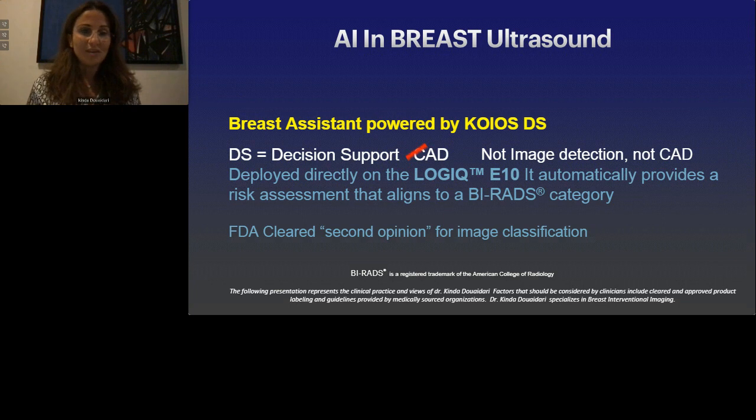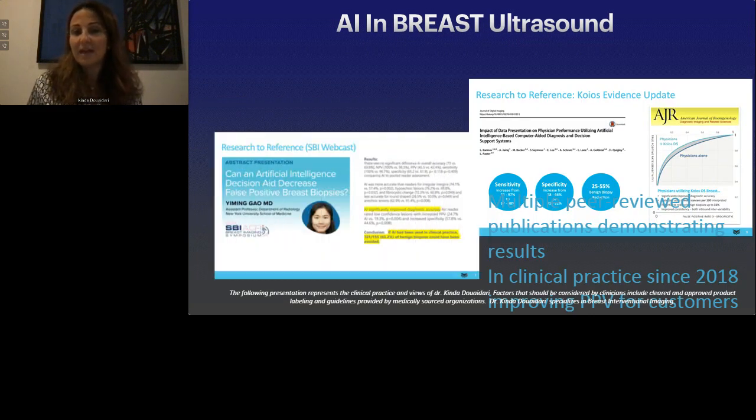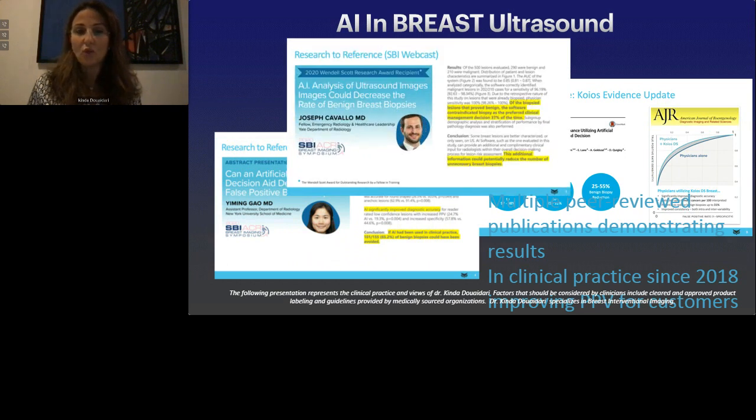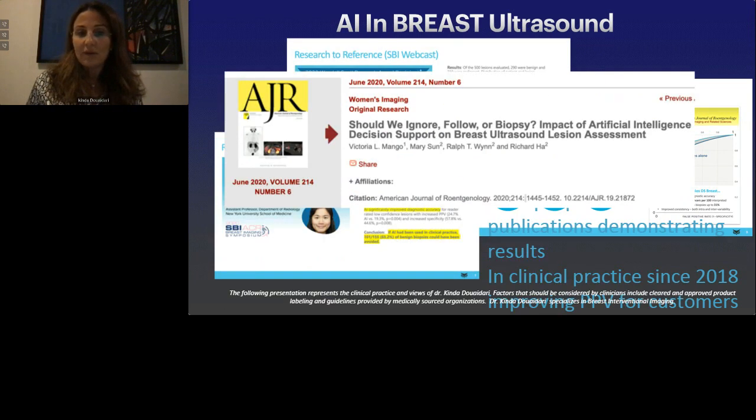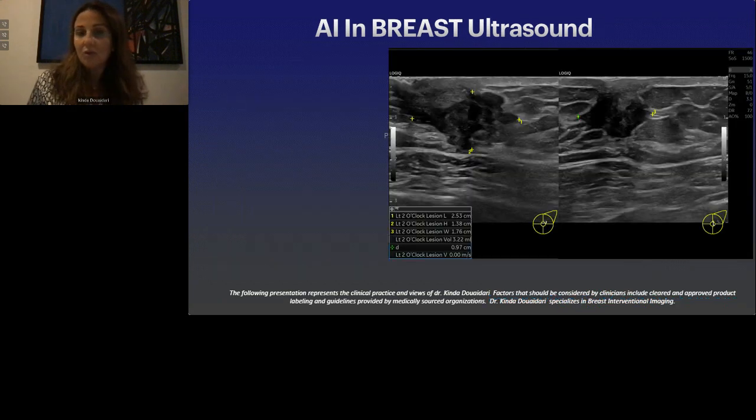So when you work with it, it's as if you're asking a friend or you have a second pair of eyes. It's really interesting. There are so many studies analyzing the performance, and they all agree that it improves accuracy and that it can reduce inter- and intra-observer variability, which we always face with ultrasound and with all kinds of imaging methods, actually. So I will show you some cases.